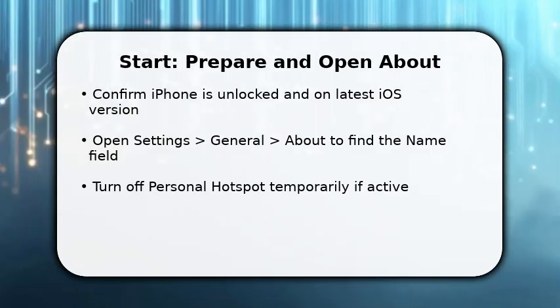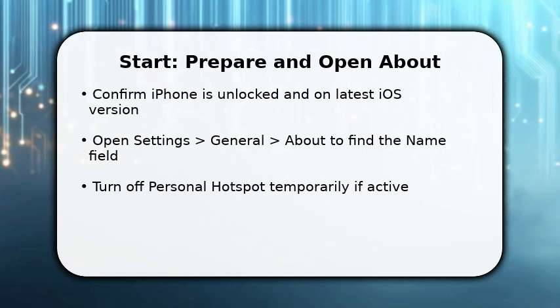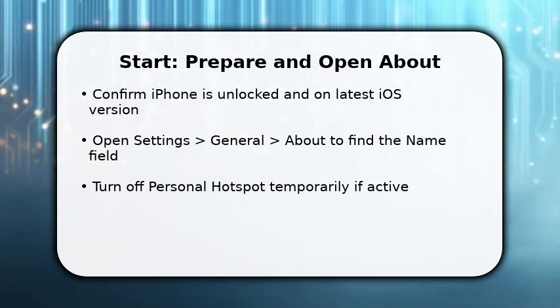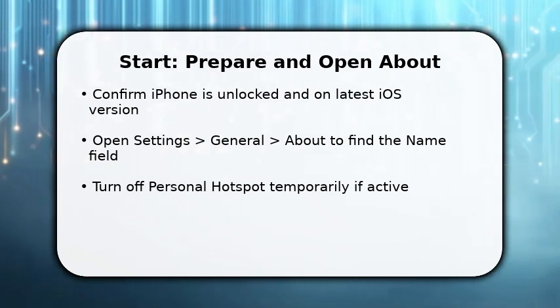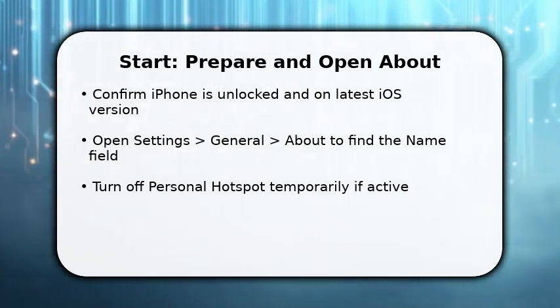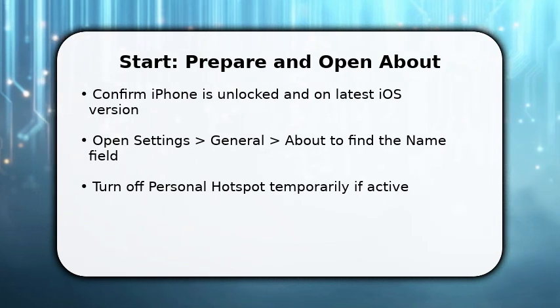You begin by preparing the phone. Make sure your iPhone is unlocked and updated and that personal hotspot is disabled. Once done, go directly to Settings, then General, then About. Tap the name field. This is the control point.